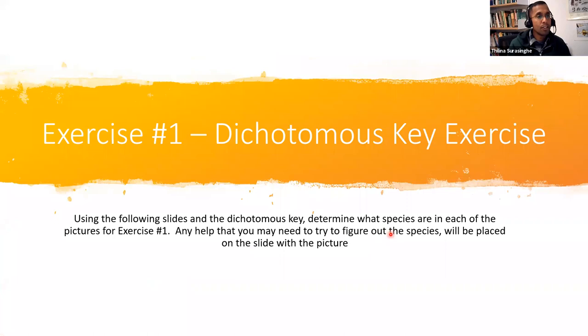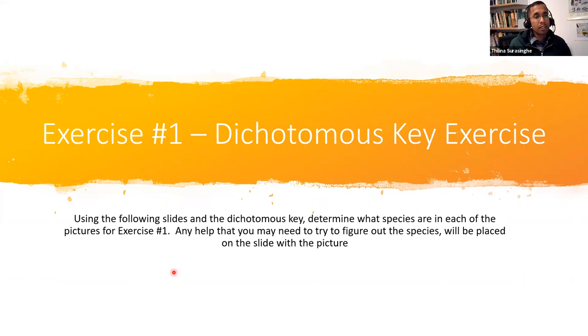So the first exercise is going through a dichotomous key. Give me a shout or raise of hands if you already know what a dichotomous key is or have done this before. Yeah, well, just a few of you. Most of you may not. That's okay.